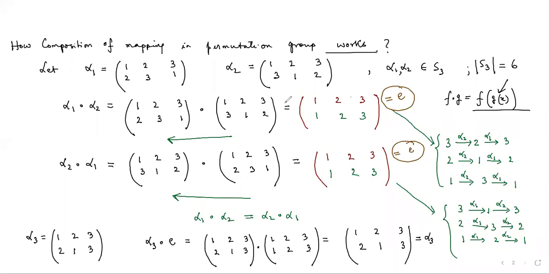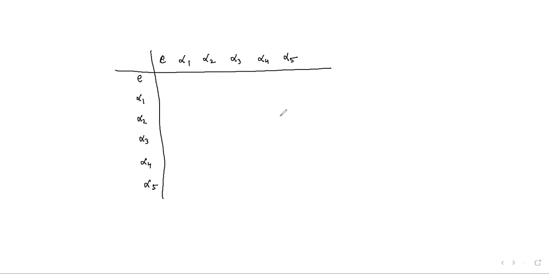Which is same as alpha 3. Now, if I ask you to form a table, where I'm considering the column headings as E, alpha 1, alpha 2, alpha 3, alpha 4, and alpha 5. There were 6 elements in S3. One of the elements is being denoted by E. And here also I'm writing E, alpha 1, alpha 2, alpha 3, alpha 4, and alpha 5. If I write it in this manner, and if I ask you to fill up this table, okay?